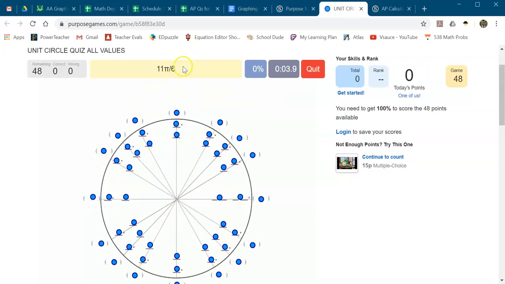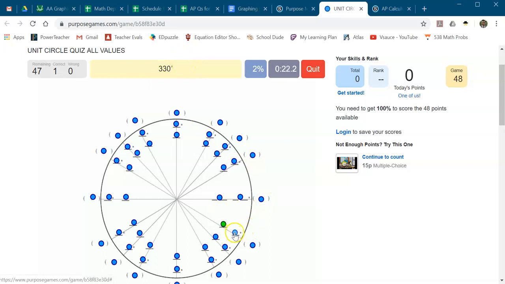So the yellow bar says 11 pi over 6. This radio button here is going to be for radians, the middle is degrees, and the button inside the parentheses is for the coordinate. So 11 pi over 6 is here, and when I click on that, it turns green. Now I have to find 330 degrees.